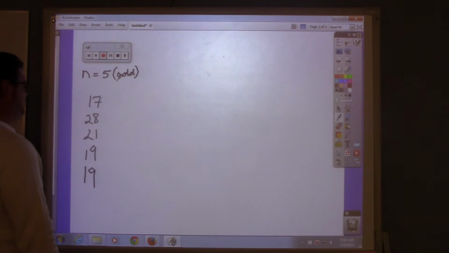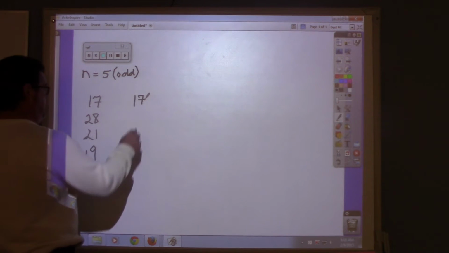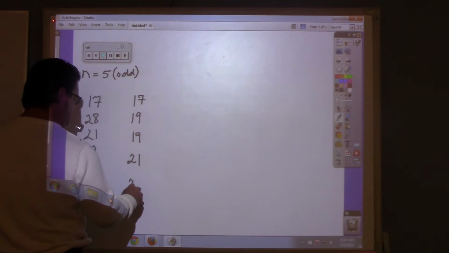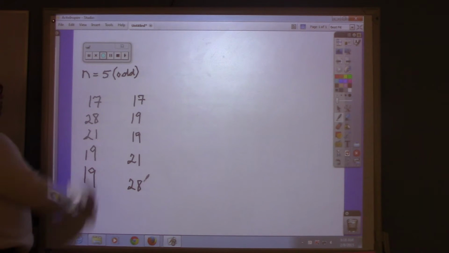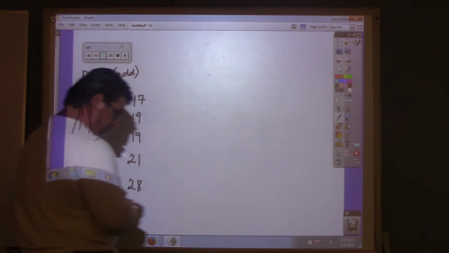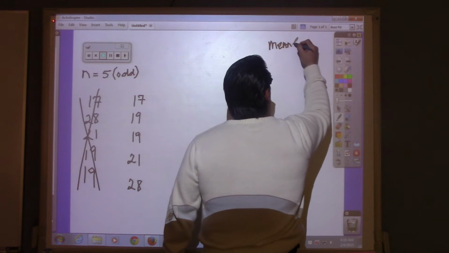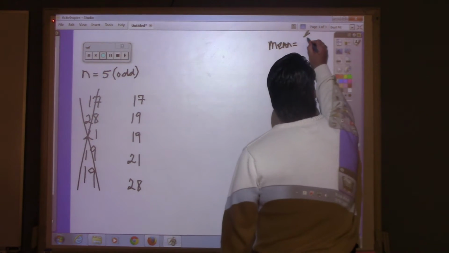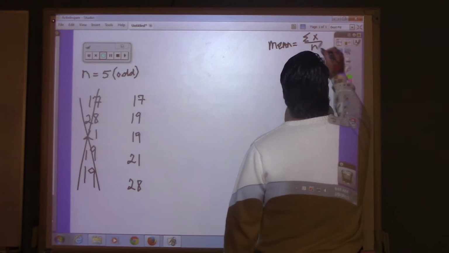That's going to be pretty simple. 17, 19, 19, 21, and 28. Okay? So once you put them in order, just throw these away. So, mean. Mean for a listed set of data is the summation of x over n.